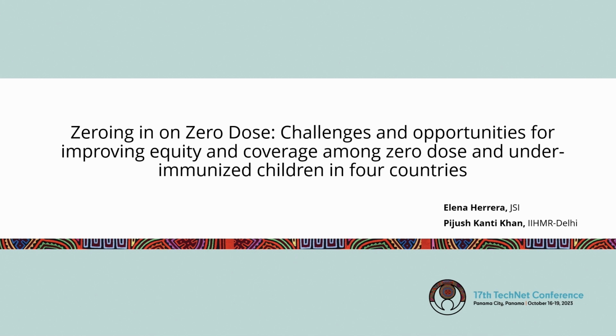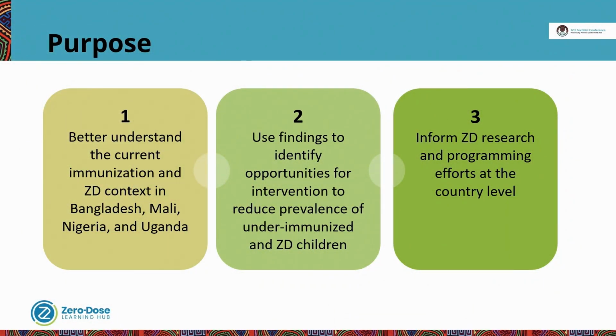For those who may be unfamiliar, one of the broad, high-level objectives of the Zero Dose Learning Hub, or the ZDLH as we call it, is to address immunization equity by identifying and reaching under-immunized and zero-dose children. So in pursuit of that very large objective, over the last several months, my colleagues and I have been conducting 4 immunization landscape assessments, one for each of the 4 ZDLH Country Learning Hub countries, which are Mali, Bangladesh, Uganda, and Nigeria.